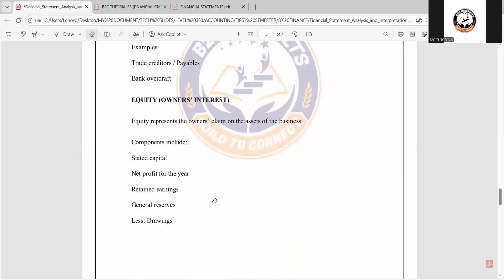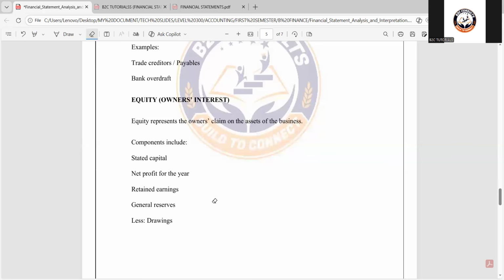Then we have what we call the owner's equity. That is the equity. It consists of stated capital. It is what the firm owns. What belongs to the owners? And I've told you the owners of the firm are the ordinary shareholders. So we have stated capital. That is the amount of money they contributed, the capital they contributed.